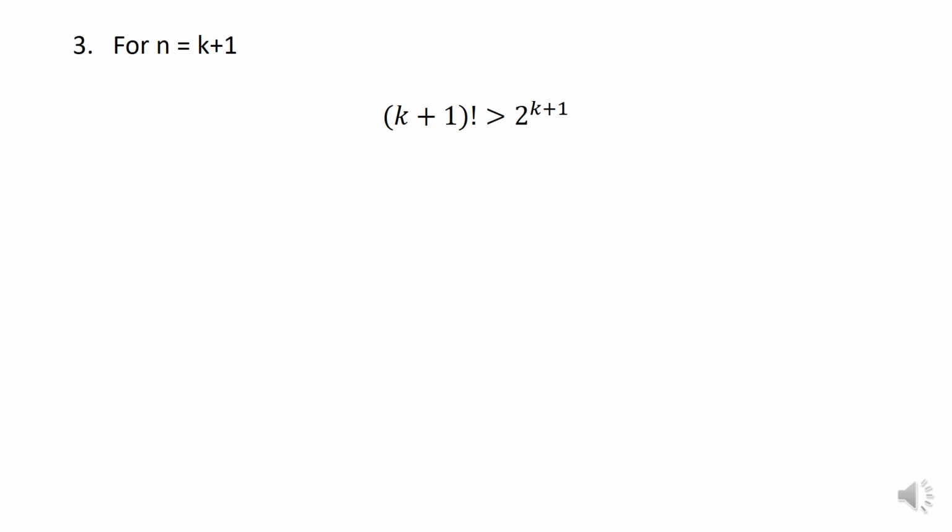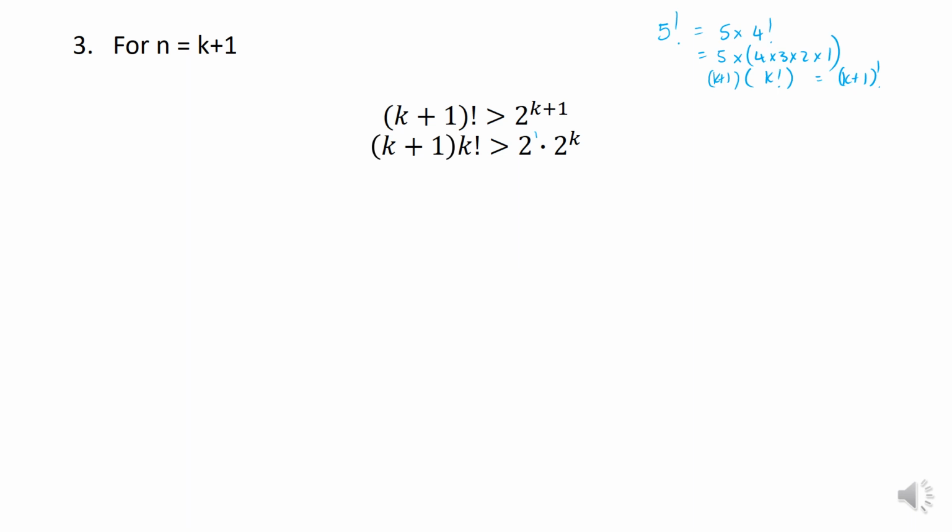And now we're going to expand and work with both sides. Okay, so k plus 1 factorial is equal to k plus 1 multiplied by all the previous numbers, so k factorial. So for example, 5 factorial is equal to 5 times 4 factorial, because it's equal to 5 times the 4 times 3 times 2 times 1. So k plus 1 multiplied by k factorial is the same as k plus 1 factorial. That's where that comes from. And on the right hand side, you just separate your powers. 2 to the power of 1 times 2 to the power of k is the same as 2 to the power of k plus 1.